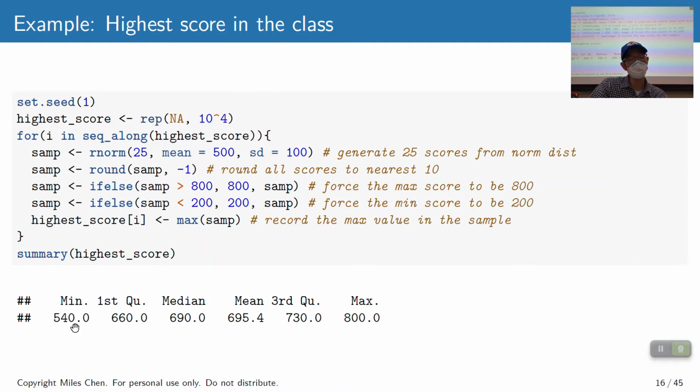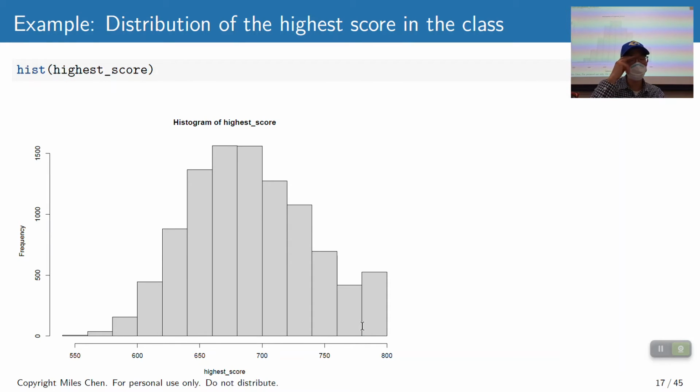Here was one time we had a classroom of 25 randomly chosen students that were, I guess, particularly low performing, and the highest score in that classroom of 25 was 540 or things like that. Okay, so this is the distribution. And if we were to graph this, this is the resulting distribution we get.